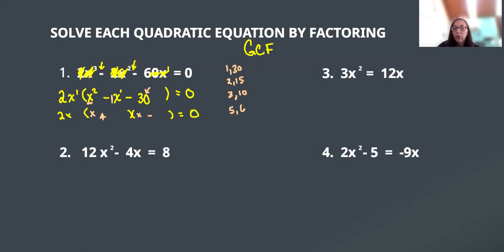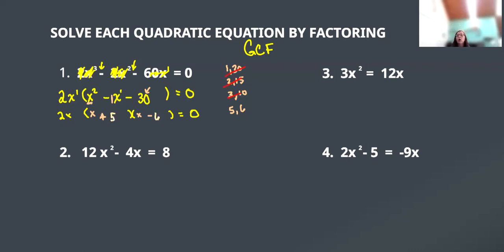Gone. 2 and 15, 15 minus 2 is 13. That ain't going to happen. 10 minus 3 is 7. But 5 and 6, no, that's a different story. Think about it. 5 minus 6 is -1 and 6 minus 5 is 1. So because the middle term is negative, you want the bigger number to be negative. So a +5 and a -6 will give you that -1 in the middle.